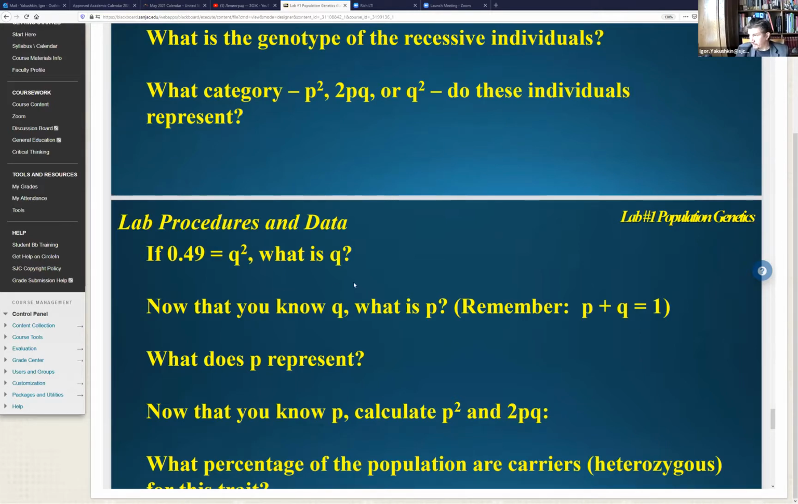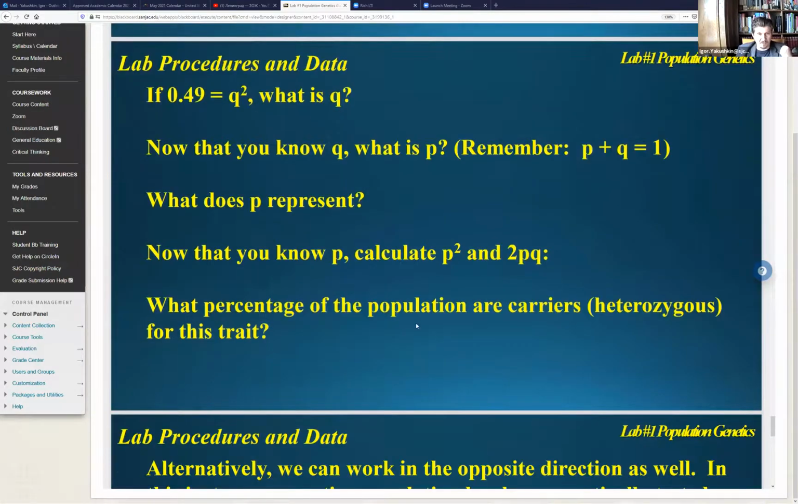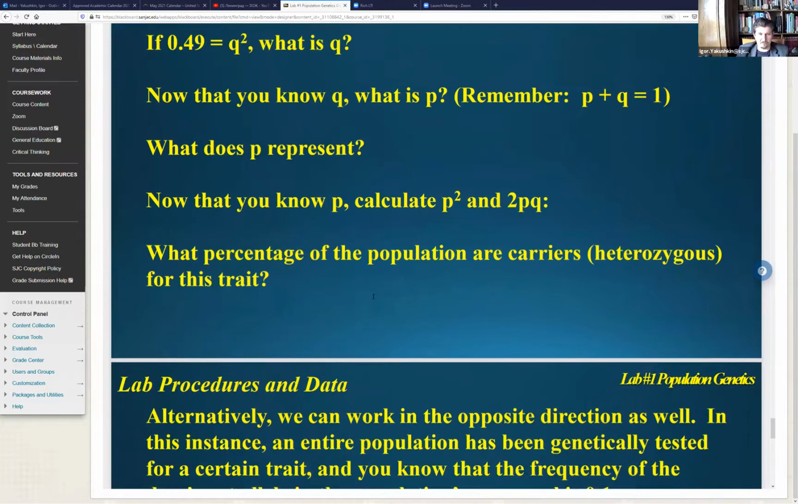All right. What does P represent? We already talked about that. What percentage of the population are carriers? Carriers, or heterozygous, are 2PQ. Since it's talking about percentages, we know that 2PQ is 0.42 times 100%, so 42% of that particular population are carriers for the gene, well, lowercase gene M.